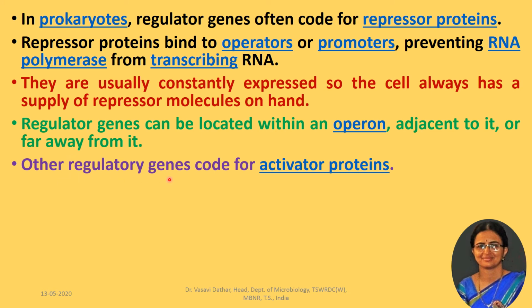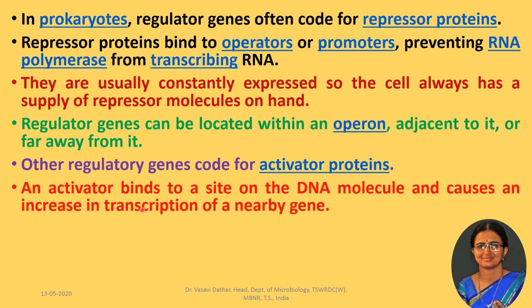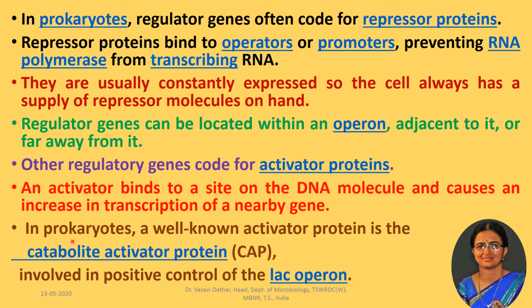Other regulatory genes code for activator proteins. So not only repressors, some regulatory genes also code for activator proteins. An activator binds to a site on the DNA molecule and causes an increase in the transcription of a nearby gene. In prokaryotes, a well-known activator protein is the catabolite activator protein. This is involved in positive control of the lac operon.